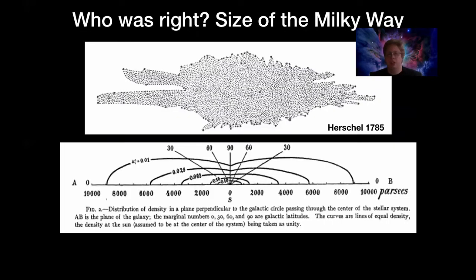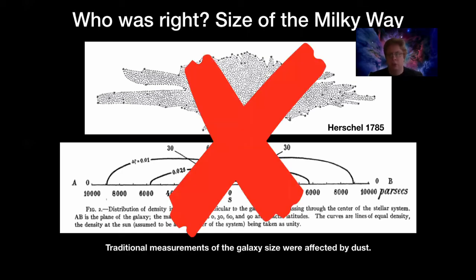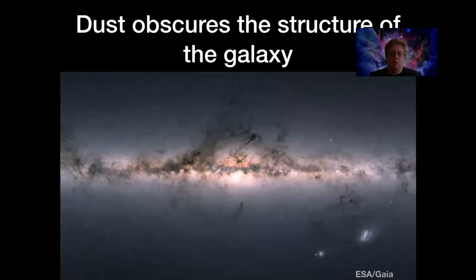So who was right? There are a couple of interesting points, and honestly, the debate was kind of a toss-up in the end, after all of the science was eventually worked out in the next couple of decades. In terms of the size of the Milky Way, the maps made by Herschel and Kapteyn were actually wrong. Traditional measurements of the size and the shape of the galaxy were affected by dust, which prevented the star maps from being accurate. So here's what happened.